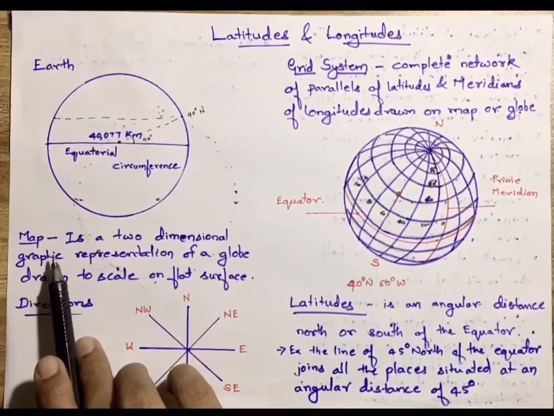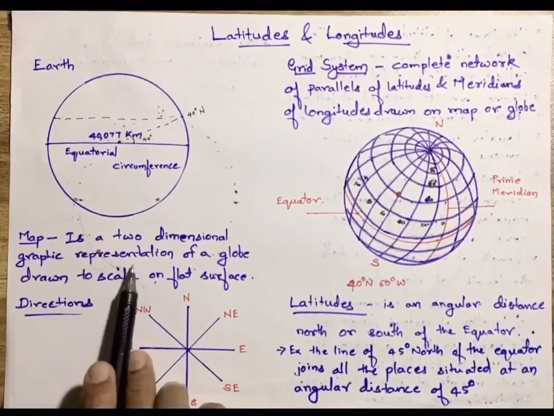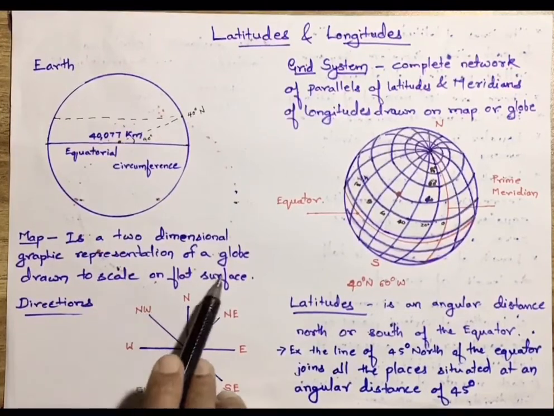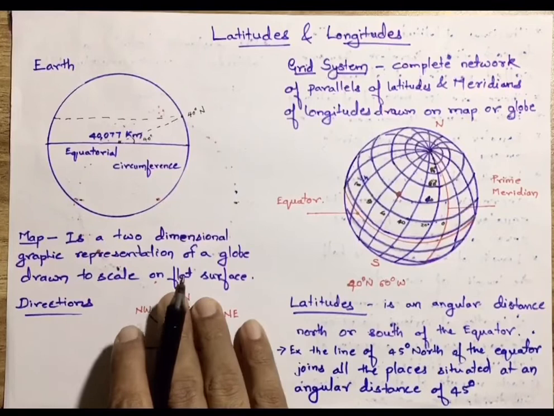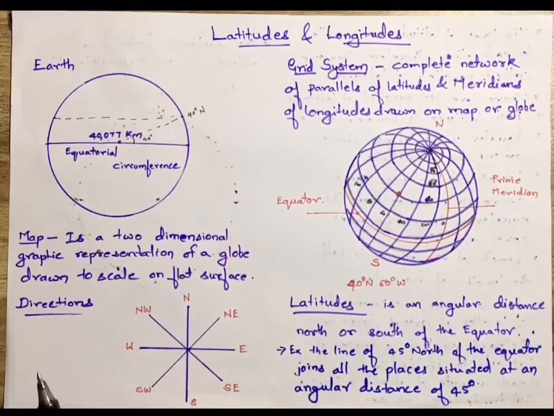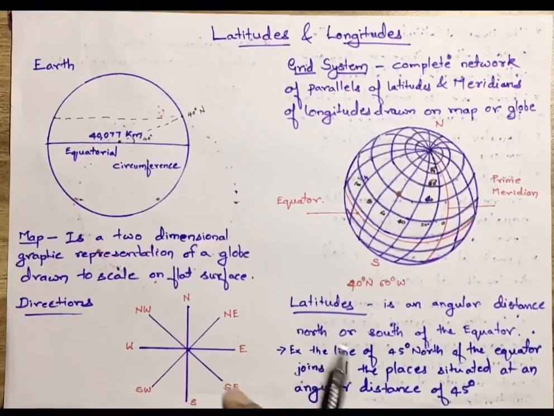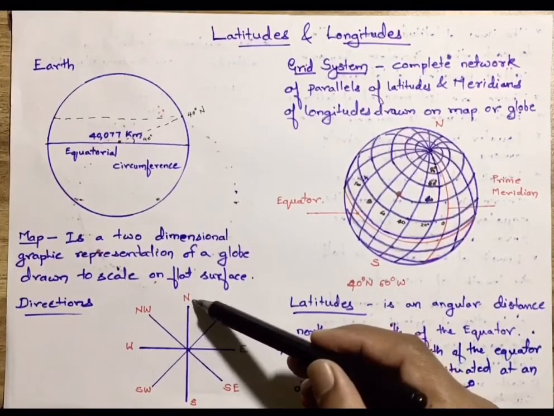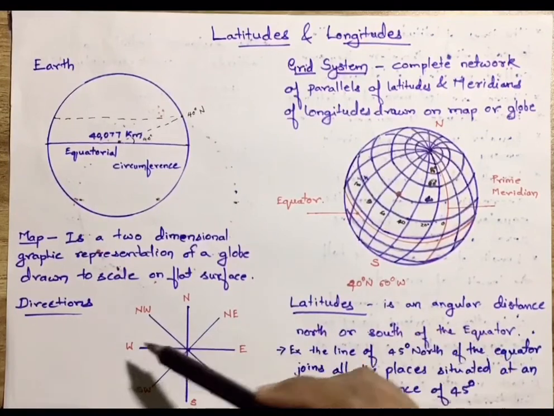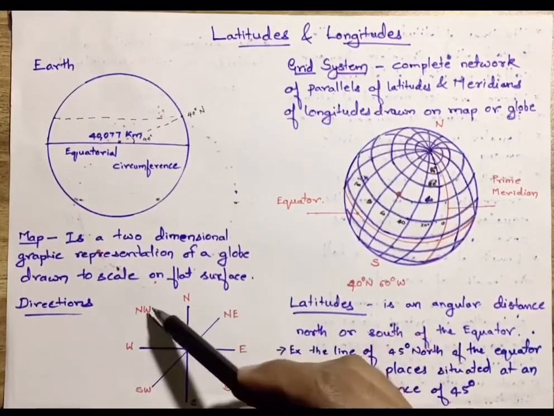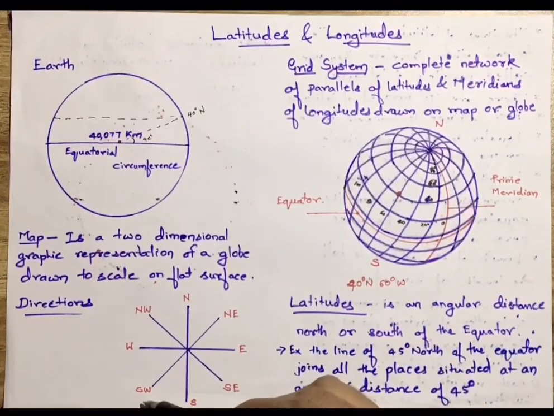And what is a map? A map is a two-dimensional graphic representation of a globe drawn to a scale on a flat surface. So a map helps you to find out the exact location. Along with that, you need to have the knowledge about the cardinal points or different directions. You can see over here, this is north, this is south, east, west. This is northeast, northwest, southeast, southwest. So these directions are very important when you talk about finding out locations on the Earth.